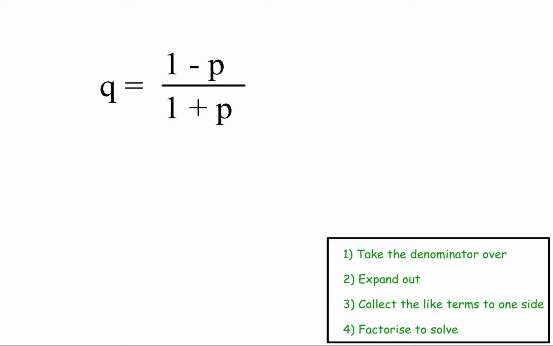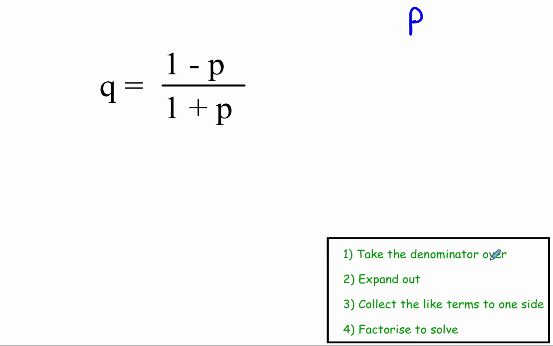First question, what we have is Q is equal to 1 minus P over 1 plus Q. Now, as you see, the unknown is in the numerator and the denominator, where we're trying to make P the subject. So therefore, we want P on its own on either side of the equal sign.